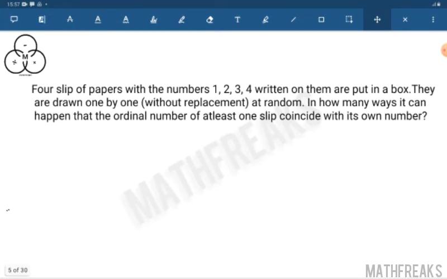4 slips of paper with numbers 1, 2, 3, 4 written on them are put in a box. They are drawn one by one without replacement at random. In how many ways can it happen that the ordinal number of at least one slip coincides with its own number? This is based on application. I want you all to solve it. Please pause it and solve it.